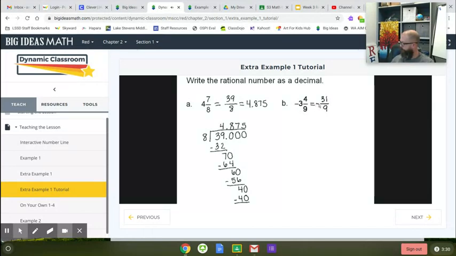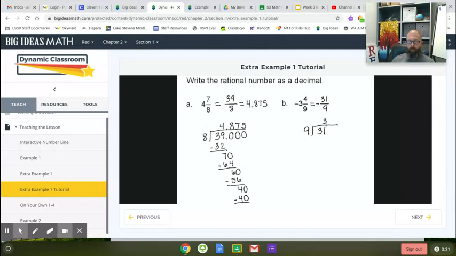Now we need to write this as a decimal. Again, we'll use long division. So we have our dividend of 31 divided by the divisor 9. We're not going to worry about the negative sign until the end. So 9 goes into 31 3 times. 3 times 9 is 27. We subtract 27 from 31.